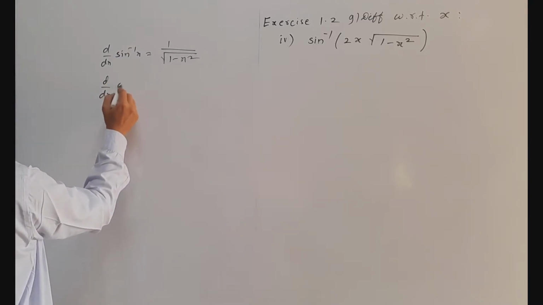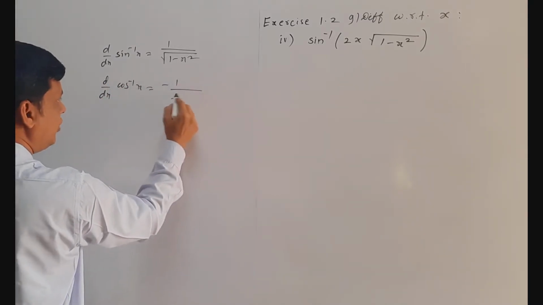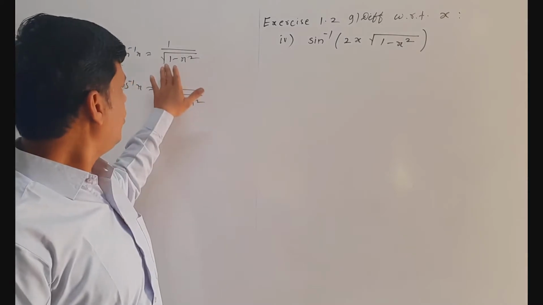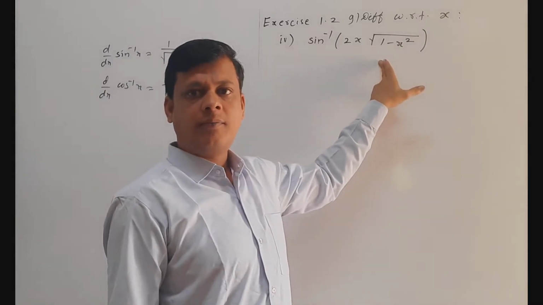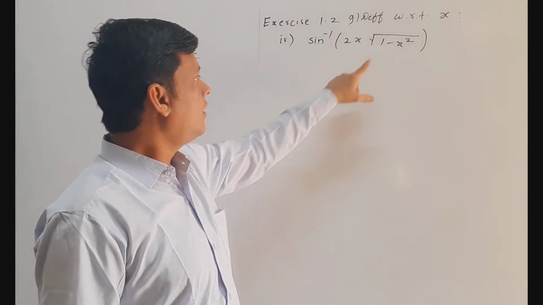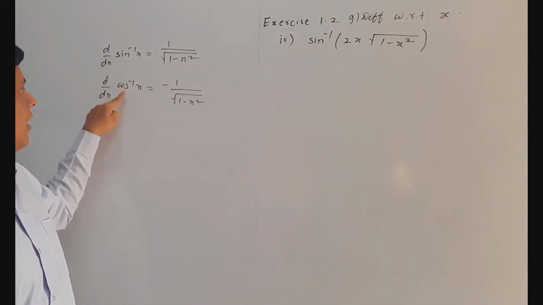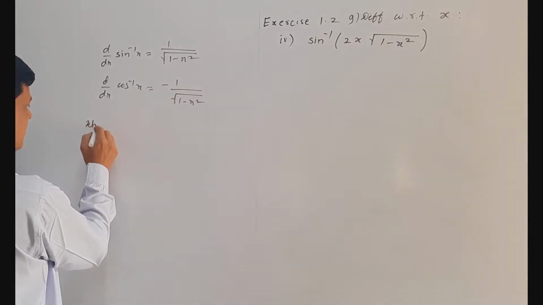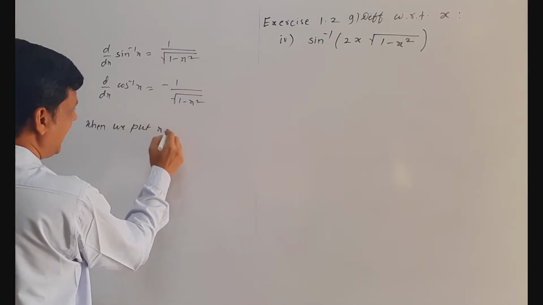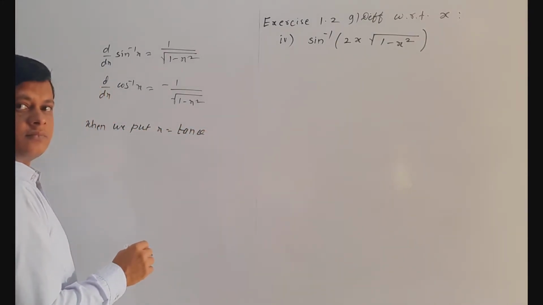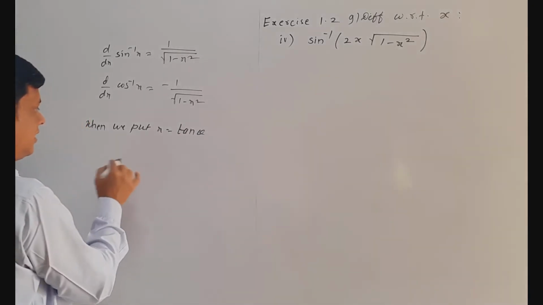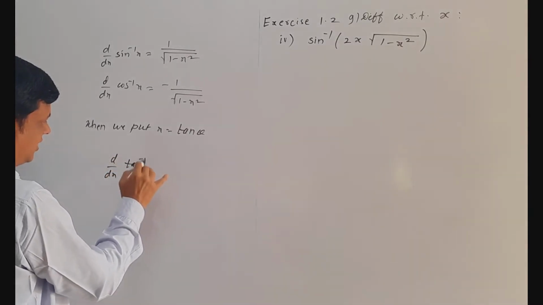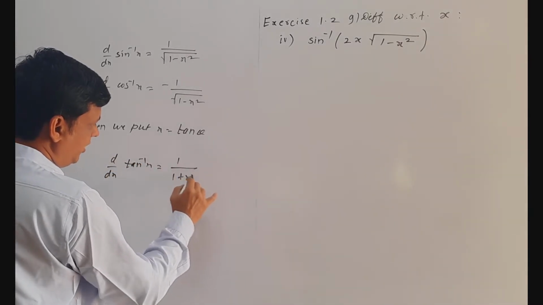We know the derivative of cos inverse x, which is minus 1 upon under root 1 minus x square. That means when you see root 1 minus x square in a problem, then you have to substitute that x as sin theta or that x as cos theta. So here, when we put x is equals to tan theta, we get the formula for d by dx of tan inverse x. Derivative of tan inverse x is 1 upon 1 plus x square.